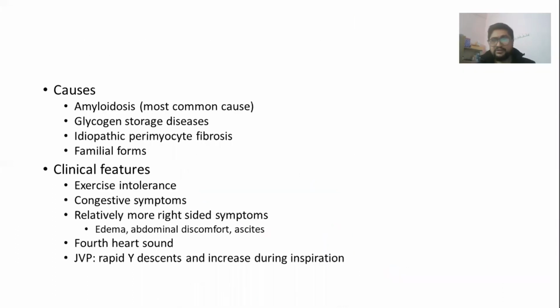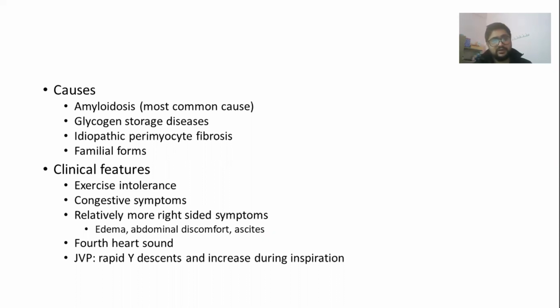The causes include amyloidosis, which is the most common cause. Similarly, other storage diseases like glycogen storage disease and other diseases like idiopathic myocardial fibrosis and familial forms are causes for this condition. The clinical features include exercise intolerance, congestive symptoms of heart failure, and relatively they can present with more right-sided symptoms like edema, abdominal discomfort, and ascites.